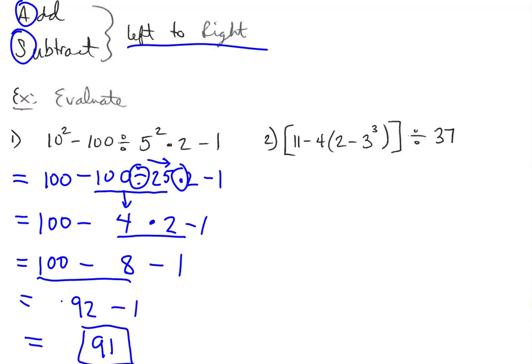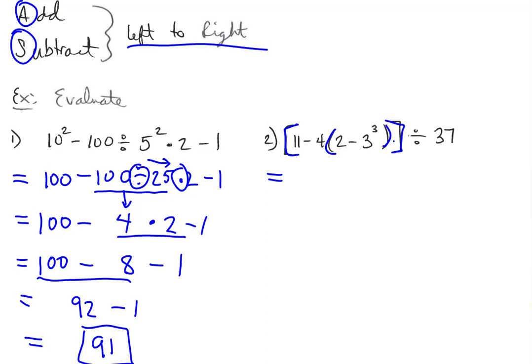Let's move on to our second example. This one has an opening bracket and then 11 minus 4, opening parenthesis, 2 minus 3 to the power of 3 here, close parenthesis, close bracket, divided by 37. So obviously we have some grouping symbols in this problem. We have to be very mindful of that. But notice that we have actually what you could say is nested grouping symbols. We have a set of parentheses that are inside a set of brackets. So what do we do first, right? If grouping symbols or parentheses are the first order, how do we know what to do?